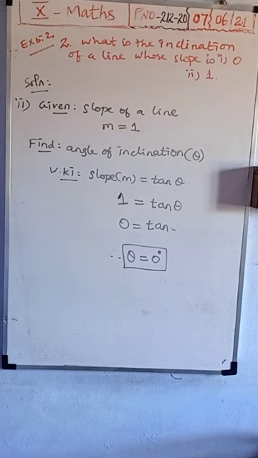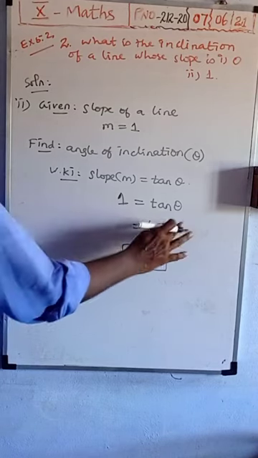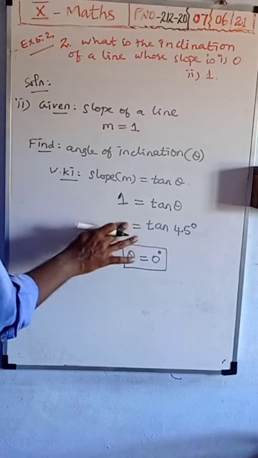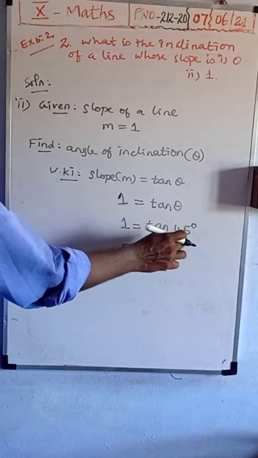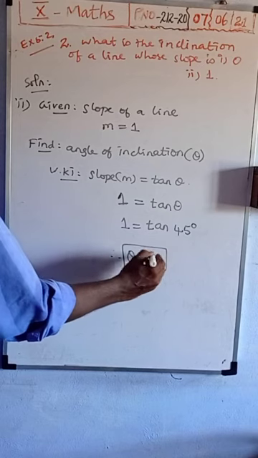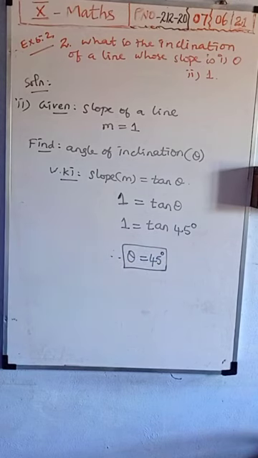Tan 45 degree has the value 1. So tan 45 degree is 1. Instead of theta I substitute 45 degree, then the answer is 1. Therefore the angle of inclination is 45 degree. Tan 45 degree is equal to 1. That's all.